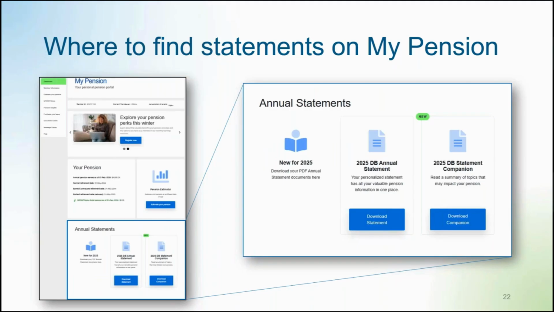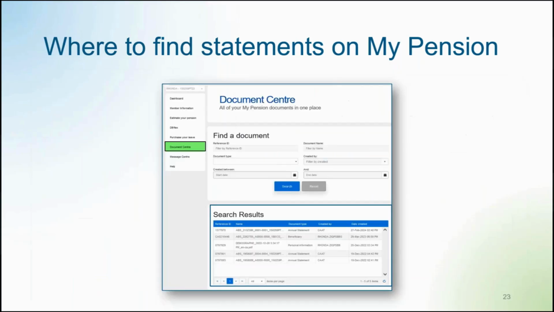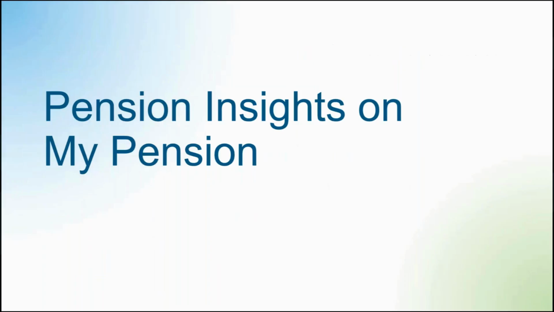Members will receive a paper statement in the mail if they have not registered for the portal or if they haven't elected electronic communication. If your members reach out to you indicating they have not received their statement, please direct them to My Pension, or if they require a paper copy, have them reach out to CAT. Members can also view their historical annual statements under the Document Center.